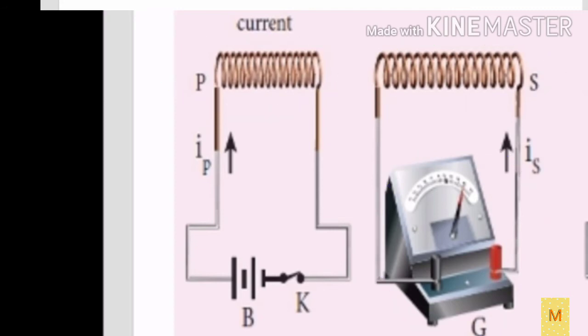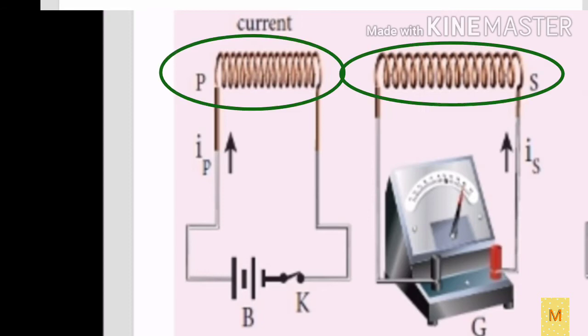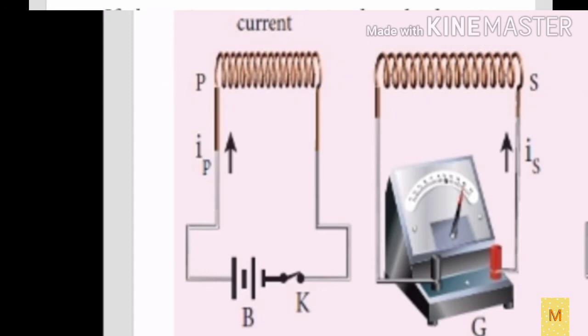The coils P and S are kept at rest in close proximity with respect to one another. If the primary circuit is closed, the electric current starts flowing in the primary circuit. At that time, the galvanometer gives a deflection. After that, when the electric current reaches a certain steady value, there will be no deflection in the galvanometer.